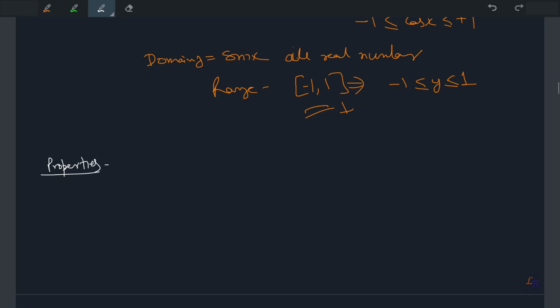So what are these? First, as we just saw about radian, radian is 2 pi by 360 degrees. Okay, and now what other things we saw? sin square x plus cos square x is equal to 1.